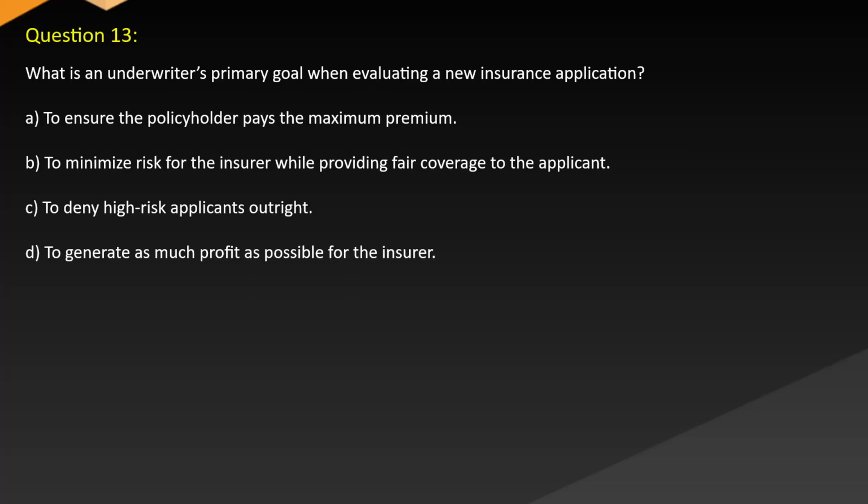Question 13. What is an underwriter's primary goal when evaluating a new insurance application? A. To ensure the policyholder pays the maximum premium. B. To minimize risk for the insurer while providing fair coverage to the applicant. C. To deny high-risk applicants outright. D. To generate as much profit as possible for the insurer.